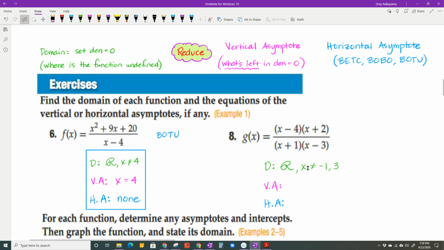So it's going to be x equal to those things. So x equals negative 1 or 3. My horizontal asymptote, I have to go find the degree.